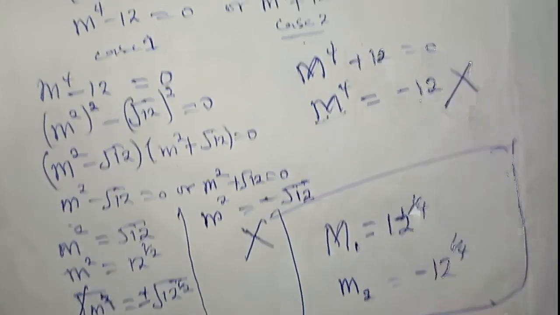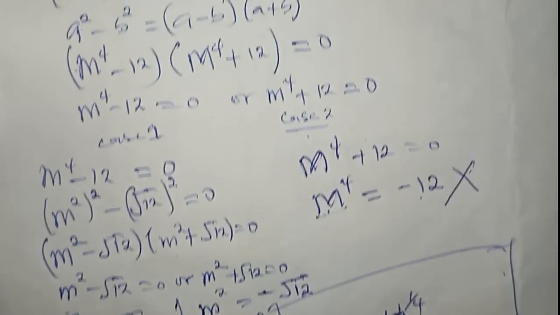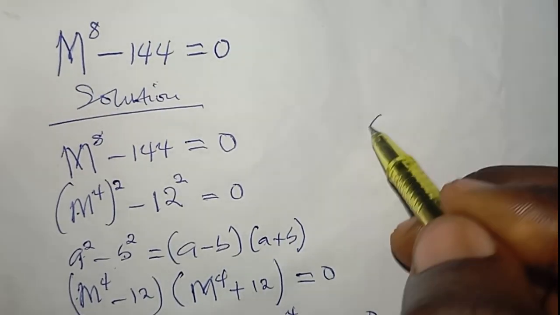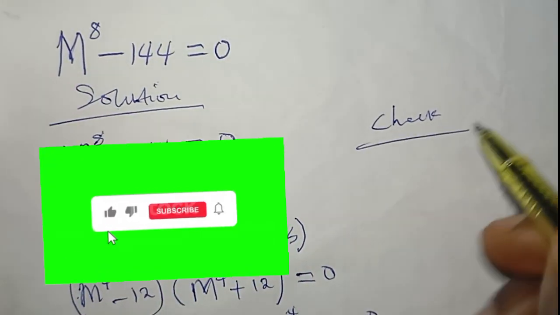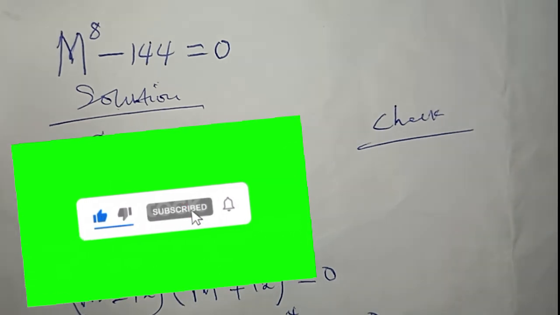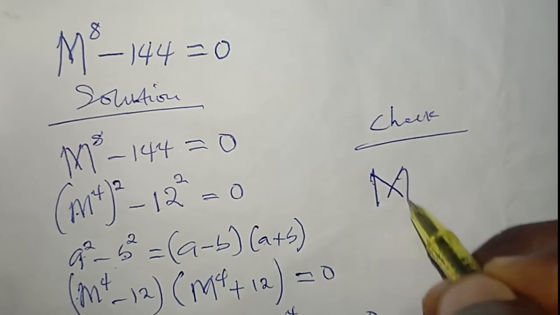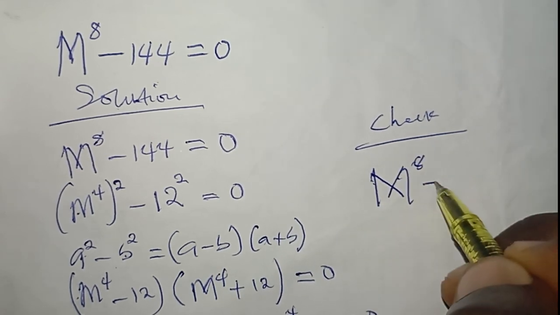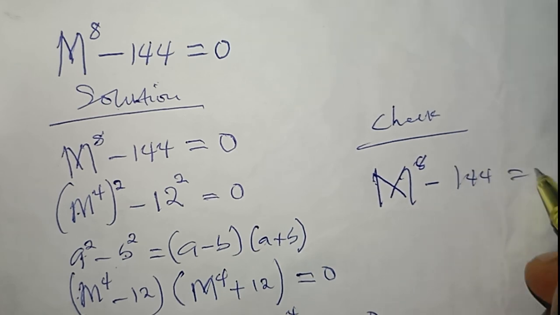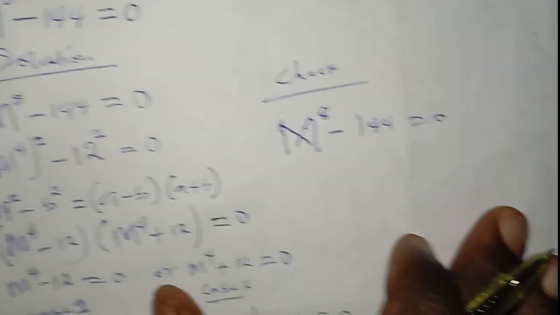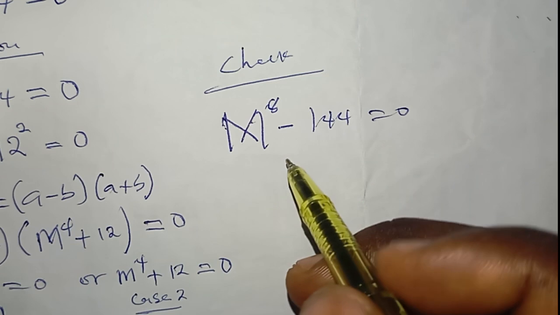The next thing I'm going to do in the next few minutes, very quickly, is run a quick check to see if these two values of m satisfy the equation we are solving. What we are solving here is m power 8 minus 144 is equal to 0. So we want to find out whether the two values of m we've got satisfy this.